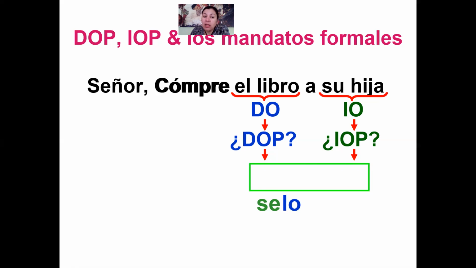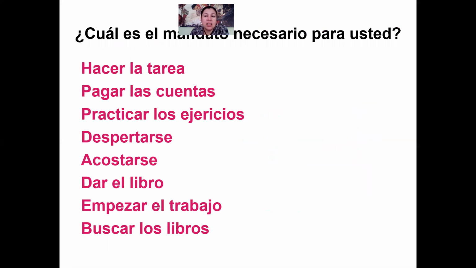We are already seeing that compre is what we're going to use, and I already have it with an accent mark because when we get there, we have to mark the accent. We count 1, 2, 3, and 4 syllables in this case. Cómpreselo, ¿sí? Cómpreselo. Mark the accent.